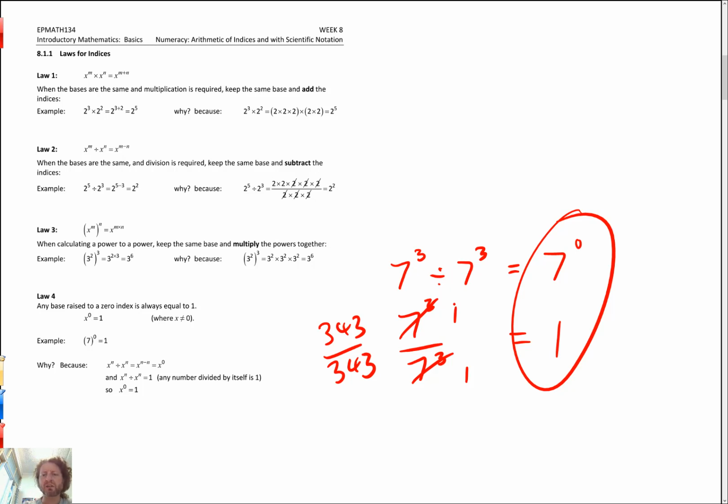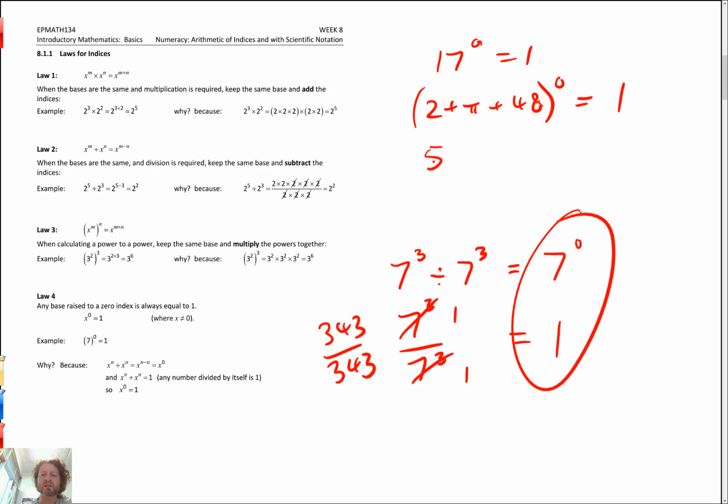So watch out for little traps. I might have it coming up. If someone said, what's 17 to the naught? I would say 1. If someone said, what's 2 plus pi plus 48 to the naught? I would say, oh, I don't care what's in there. All of this is raised to the naught. So the answer is 1.